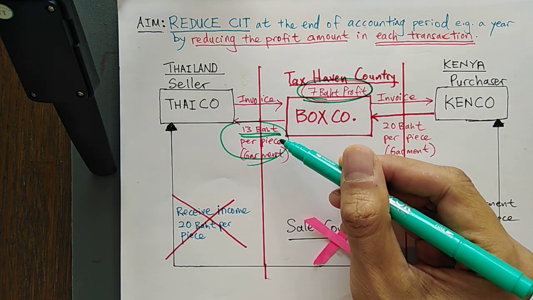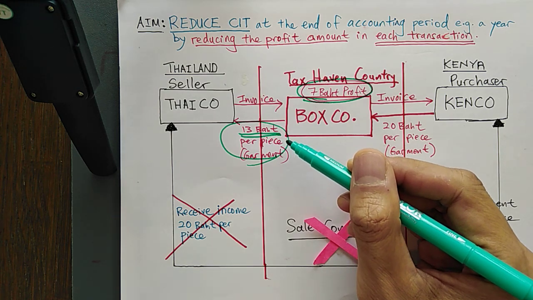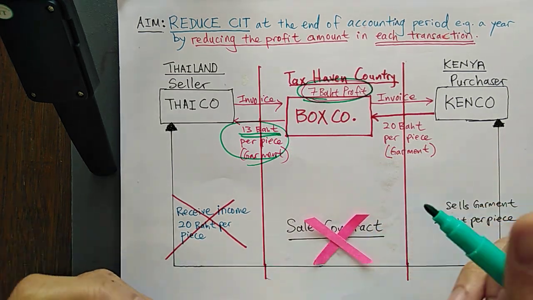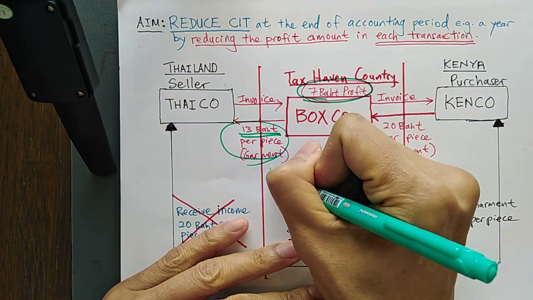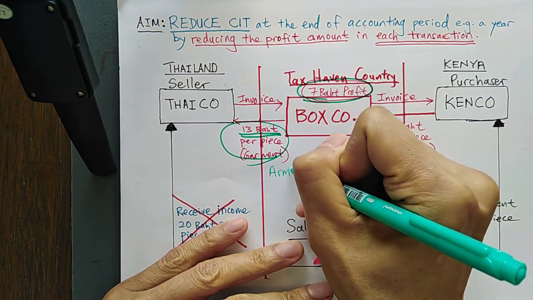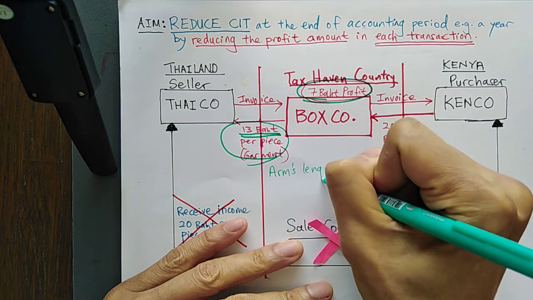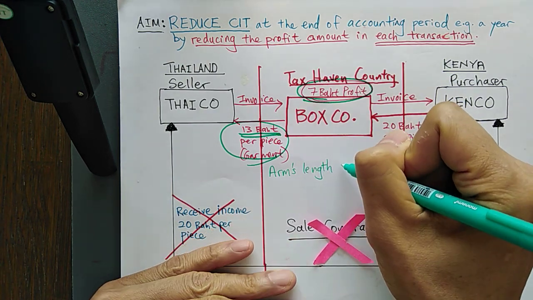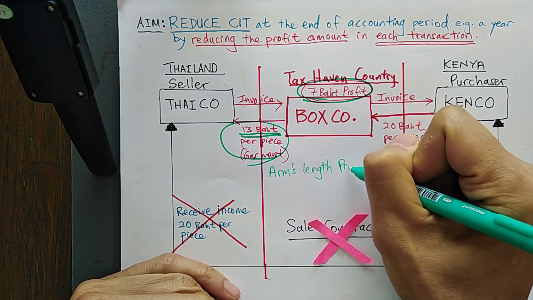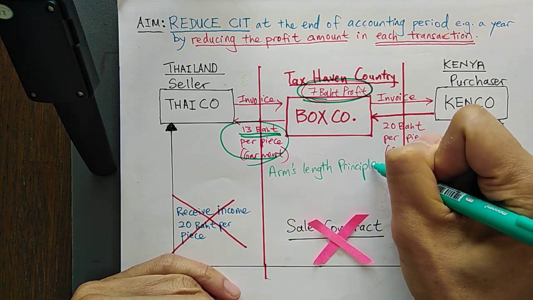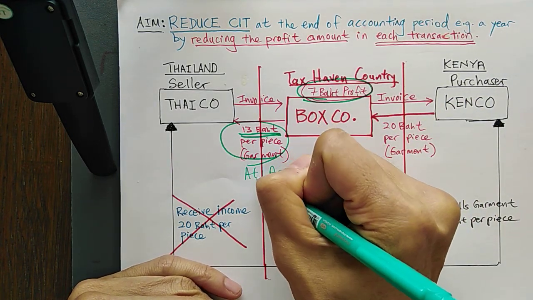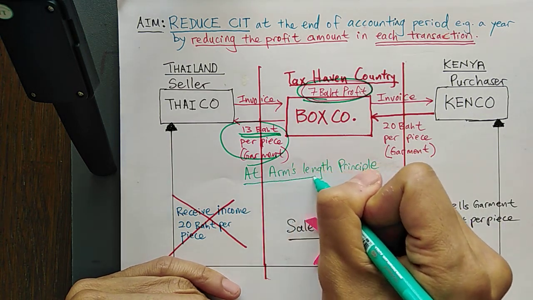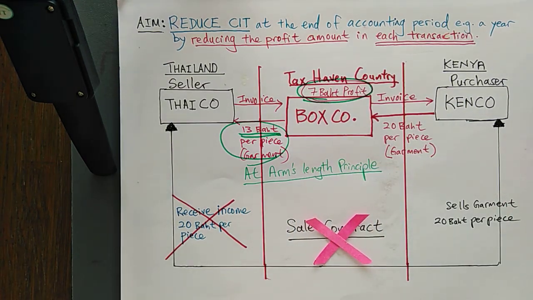Well, one of the most common rules they apply is a principle they call arm's length principle. I just write it here. Arm's length principle. Or actually, the full name is at arm's length principle.